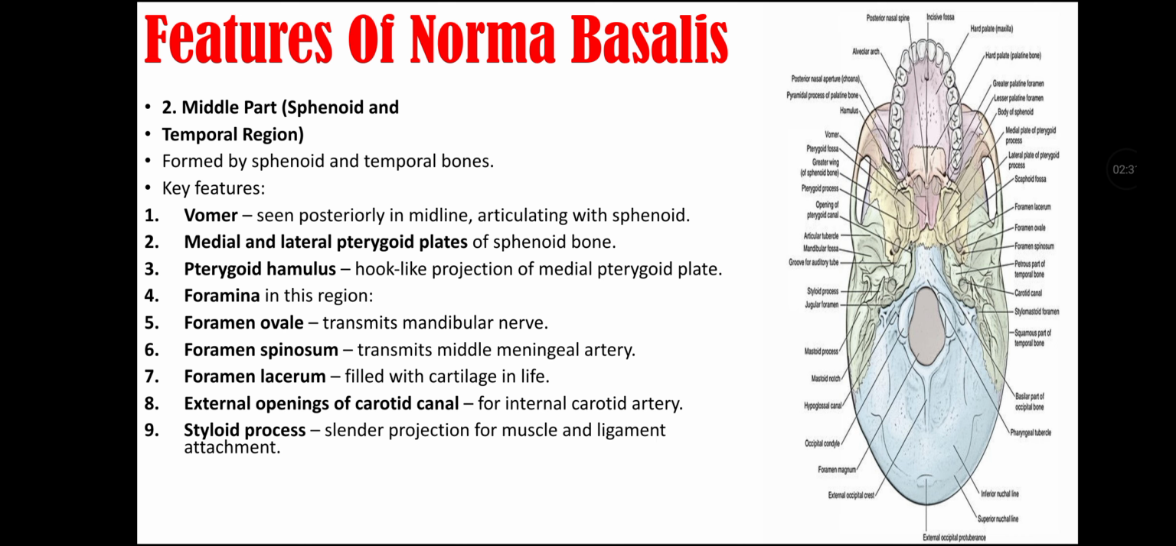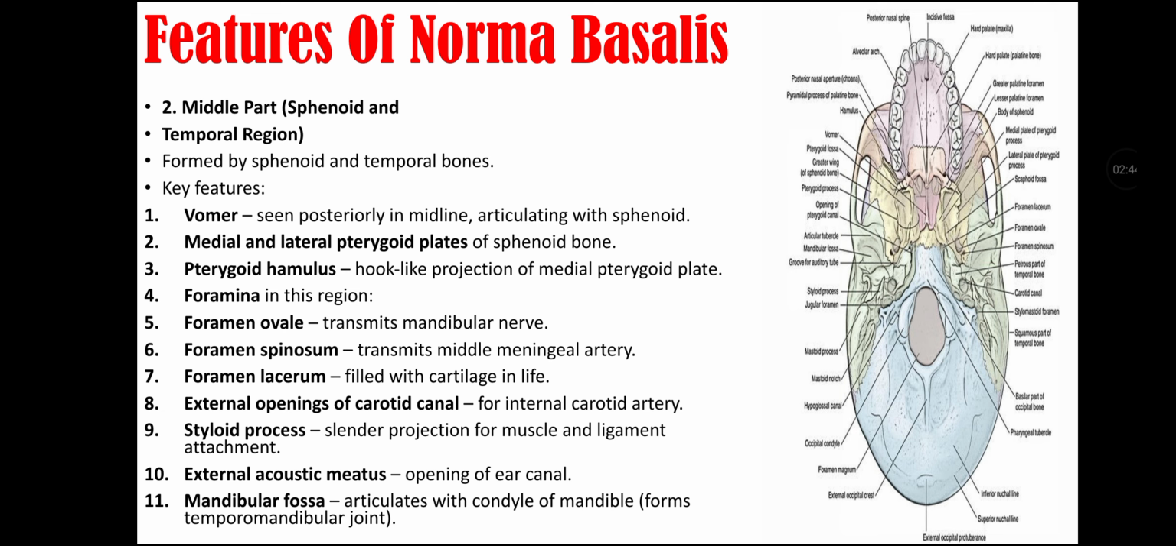Next feature of the middle part is styloid process, that is basically a slender projection for muscle and ligament attachment. Next feature is external acoustic meatus, that is opening of ear canal. And then we have mandibular fossa that articulates with condyle of mandible to form the temporomandibular joint.